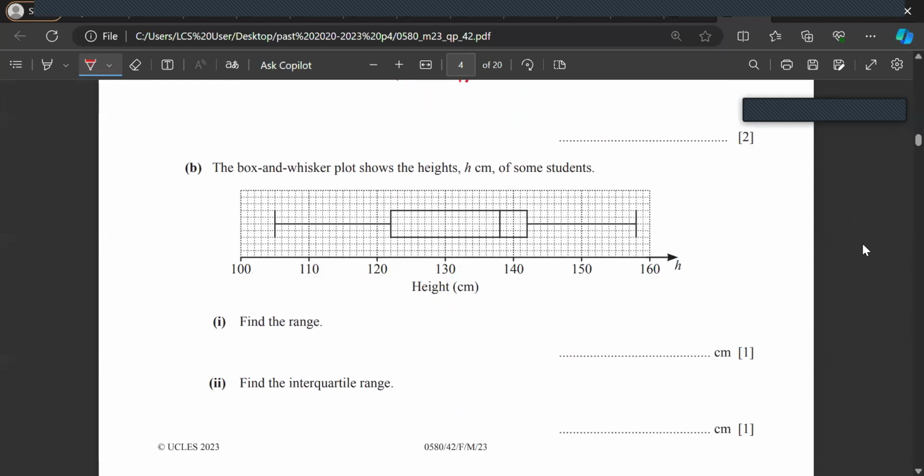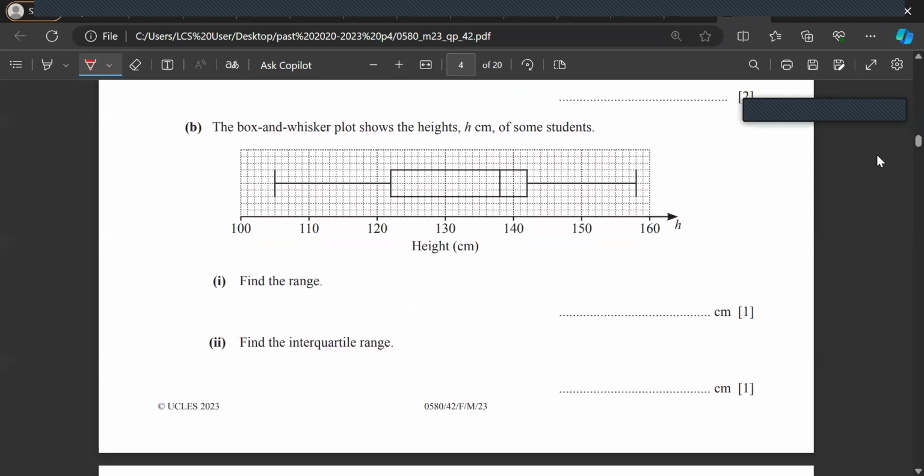Okay, this box and whisker. He's giving me this and asking to find the range and the interquartile range. This is very easy. Range is maximum minus minimum, and interquartile range means Q3 minus Q1. Where is maximum? This is maximum. Where is minimum? This is minimum. So it will be what?